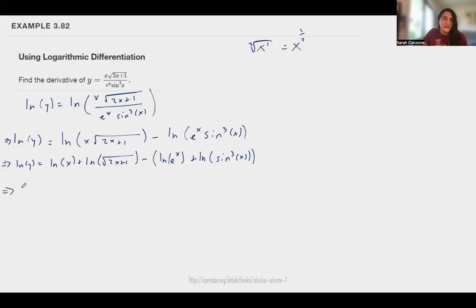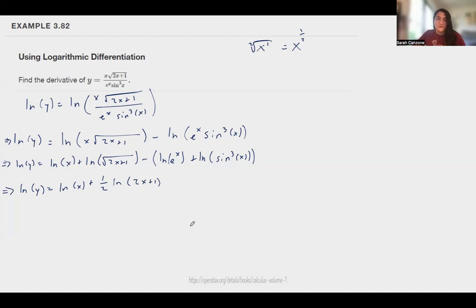So let's start rewriting this and we'll change it as we go. So the natural log of y equals the natural log of x. We can leave that plus. I can rewrite this square root as a fractional exponent, but once I do that, I can bring it to the front of my log. So I'm just going to do that. I'm going to write 1/2 natural log of, and then just the 2x plus 1.